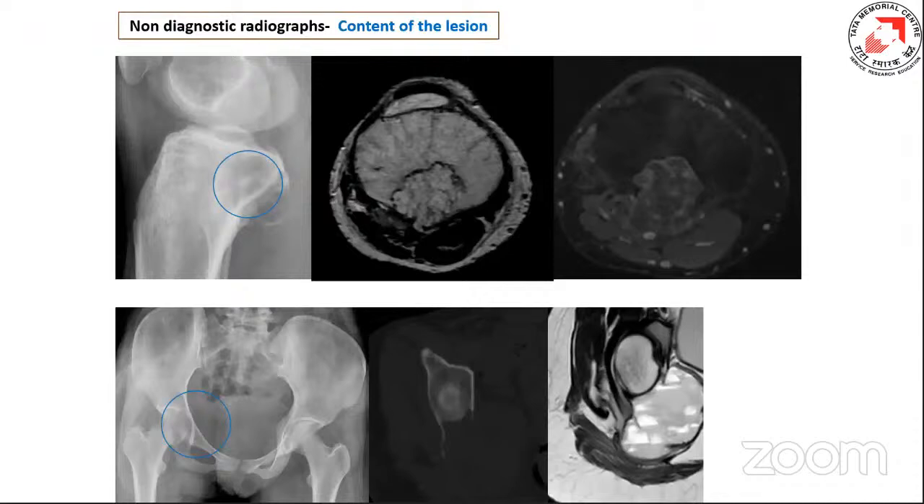please. There is another set of images where the radiographs are just showing lytic lesions, but are not able to characterize them. And by MR, it will help to know that the last one is a cartilaginous lesion, which is showing typical lobular cartilaginous enhancement.